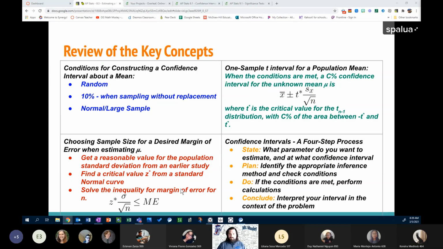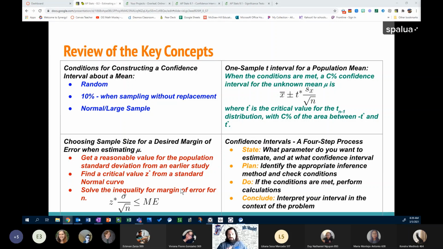Right? That is a very important step. You can do all of the work, all of the correct math, but if you fail to write your conclusion, you have not completely answered the question. You will not receive full credit. Right? That's a very important step.